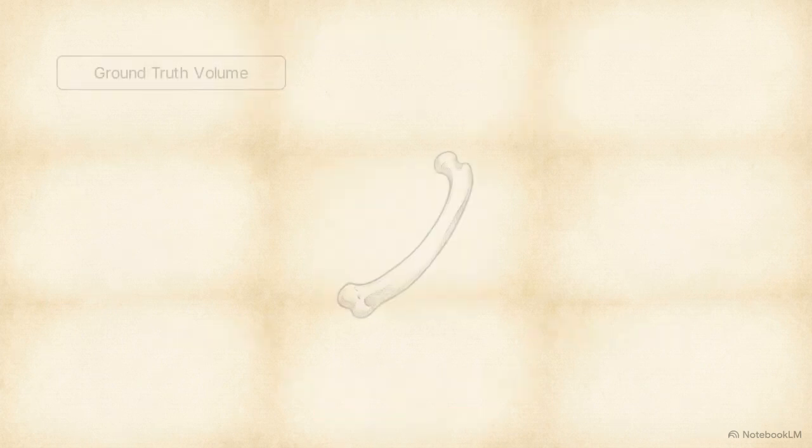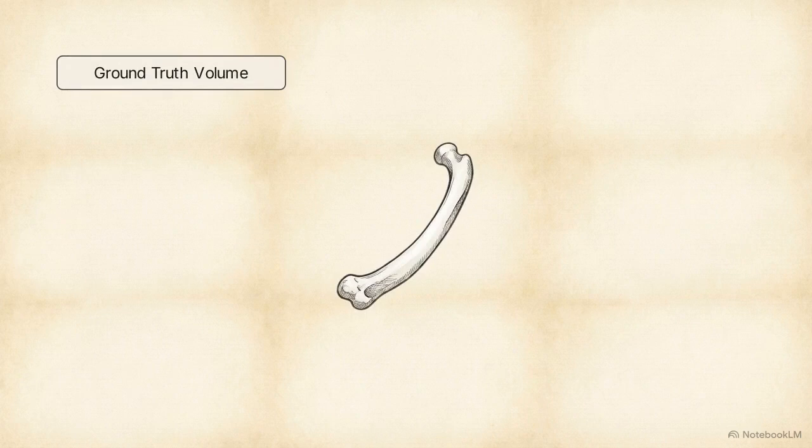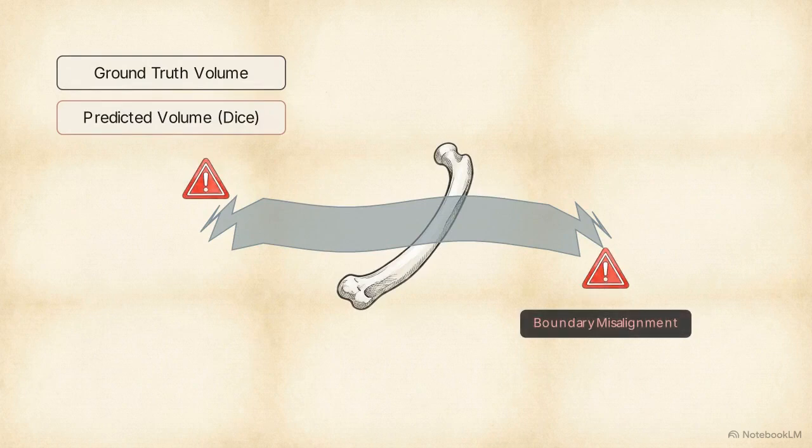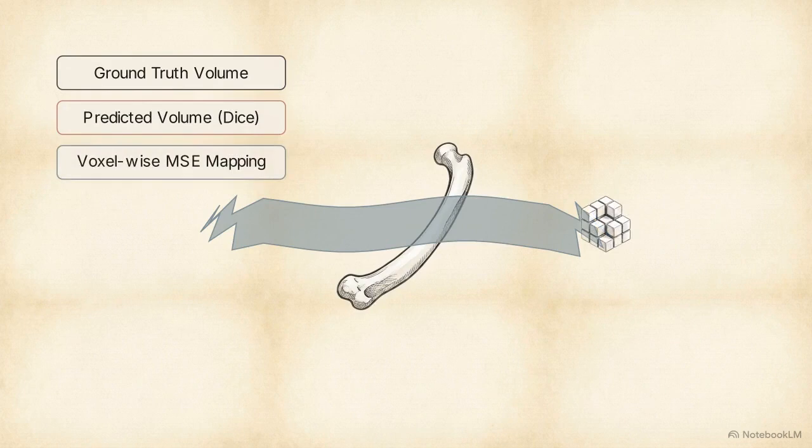This 3D visualization demonstrates why Dice loss alone is insufficient. A high volumetric overlap score confirms the general bulk is correct, but it ignores the fine-edged boundary misalignments that are common in the sparse, highly curved geometry of individual ribs. To tighten structural accuracy, the framework incorporates a second metric, voxel-wise mean-squared error, or MSE. Here, the grid maps intensity differences.